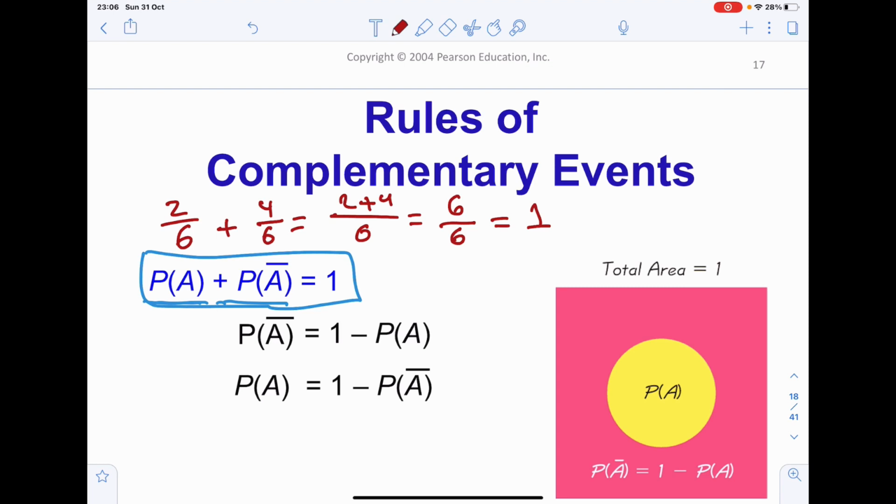So for any question that asks you to find the probability of A bar and you already know the probability of A, you can find it by just subtracting: 1 minus the probability of A. Or the opposite: if you are asked for the probability of A and you know the probability of A bar, you can just subtract the value from 1 and you get the probability of A.